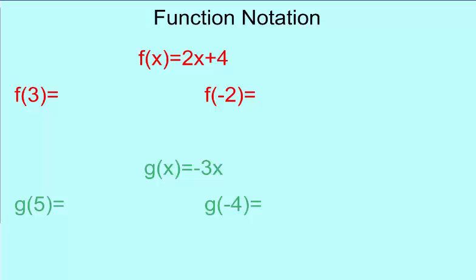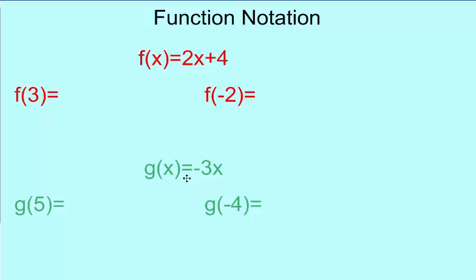As we look at function notation, this is what it looks like. In the red, we have an equation which says f of x is equal to 2x plus 4. We're then going to ask what would f of 3 be and what would f of negative 2 be. Notice that the f here and the f there correspond with each other. So we know that this 3 and this negative 2 is going to get plugged in for x in the f function.